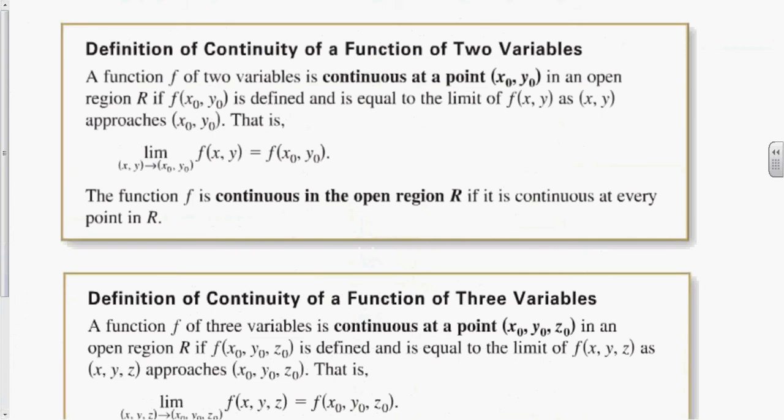If the limit does not exist, you can have good things happening about the center point x naught, y naught, but it may get crazy up in the space. And that's when we say that the limit does not exist. Right?